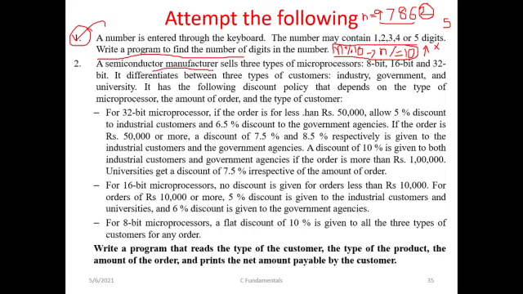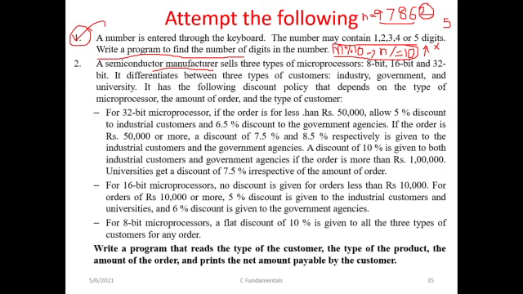A semiconductor manufacturer is selling 8-bit, 16-bit and 32-bit, 3 categories of microprocessors. It differentiates between 3 types of customers. So it has 3 products, and it has 3 customers: industry, government and university. It has the following discount policy, which depends on the type of microprocessor, the amount of order and the type of customer. So 3 different conditions you need to check, right?